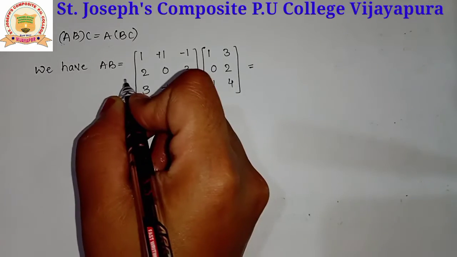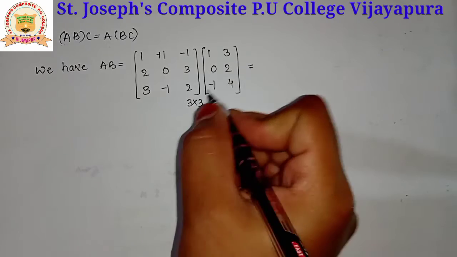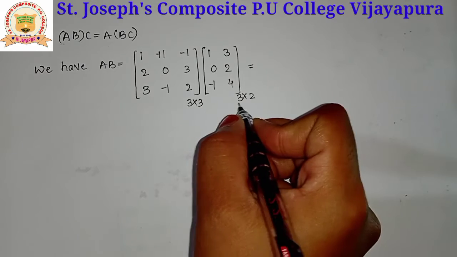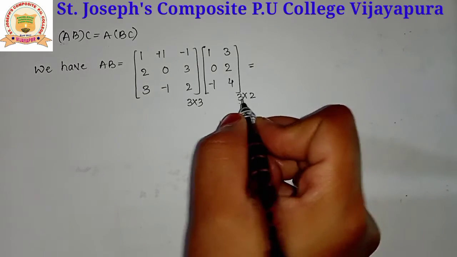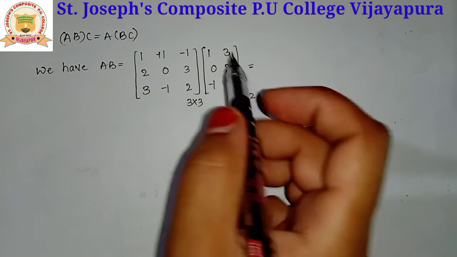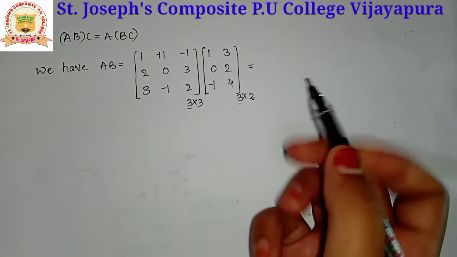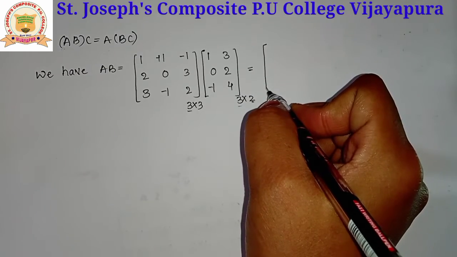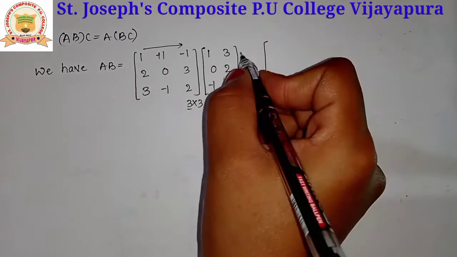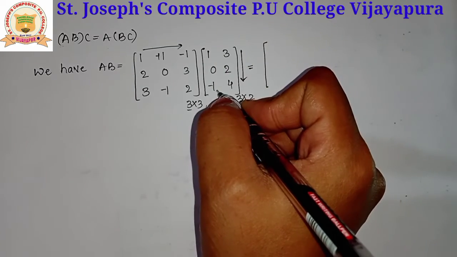So here, to check whether the AB matrix is defined or not, see the order of A matrix is 3 by 3, the order of B matrix is 3 by 2. The first matrix's columns are equal to the second matrix's rows, both are equal, therefore the matrix AB is defined. Then the required matrix will be of order 3 by 2, that is 3 rows, 2 columns you will get. First we have to take A11, that is first row, first column: first row from matrix A and first column from matrix B.